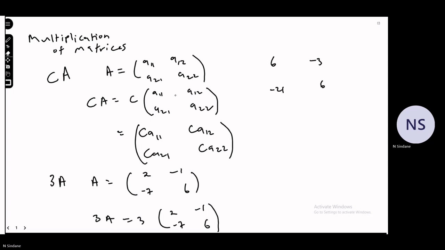Right? Because 3 multiplied by 2 is 6. 3 multiplied by negative 1 is negative 3. 3 multiplied by negative 7 is negative 21. 3 multiplied by 6 is 18. That is your matrix when you are evaluating that. Right? So let's move to the next question.